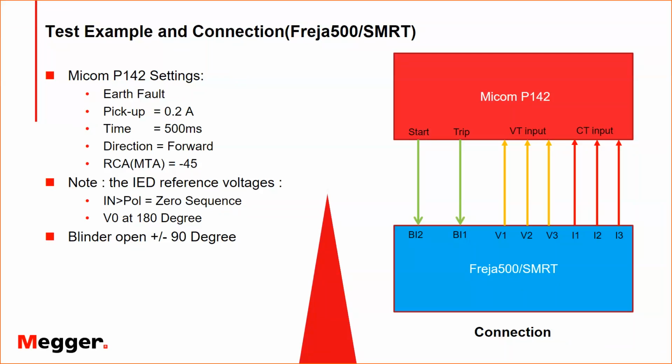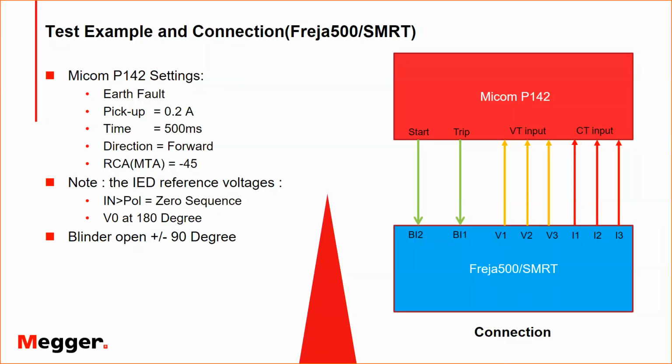So in this relay, I have the setting for the polarizing voltage using the zero sequence voltage. Now, the zero sequence voltage measured in this relay is considered to be at 180 degrees from the reference voltage, which is V1. This polarizing voltage, I have to select in my test equipment, and also select the RCA angle for it, which is minus 45 degrees. I already have tested the pickup and the timing before. I will just have to select the RCA and the polarizing voltage and check how the measurement looks.